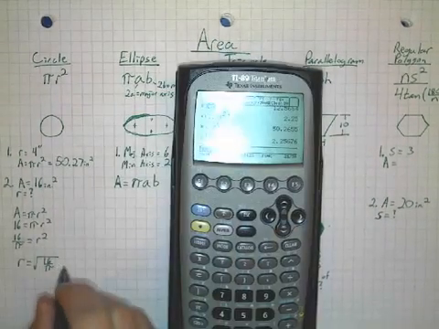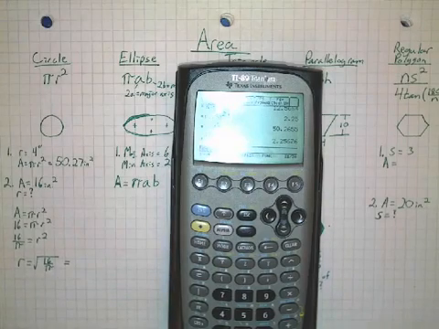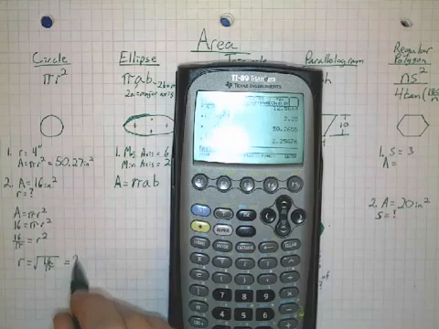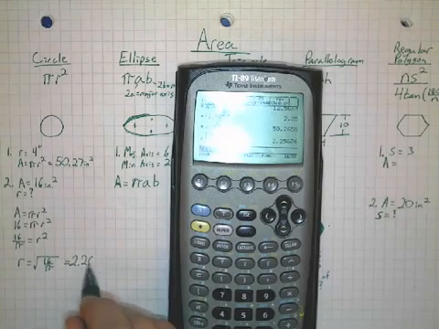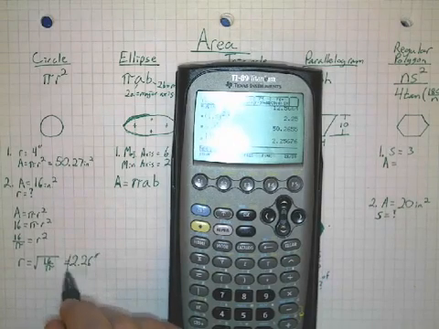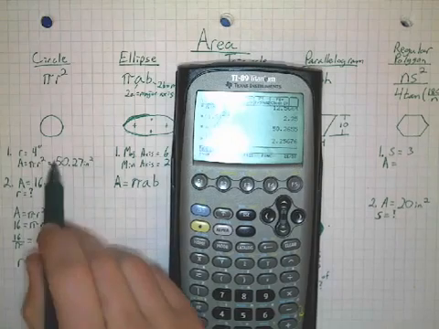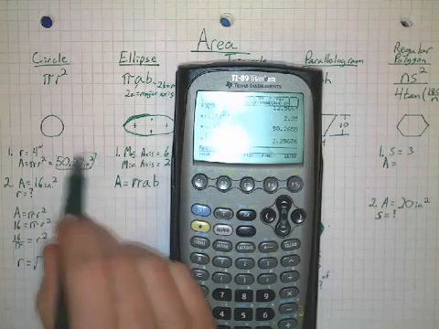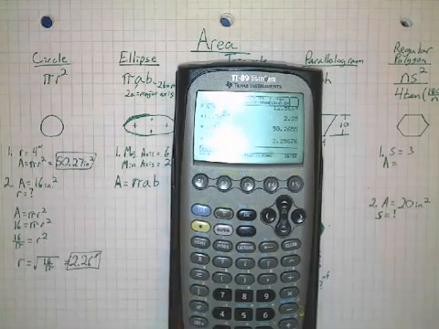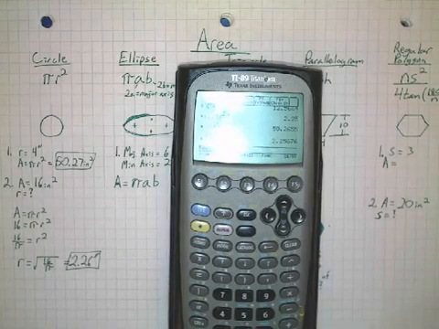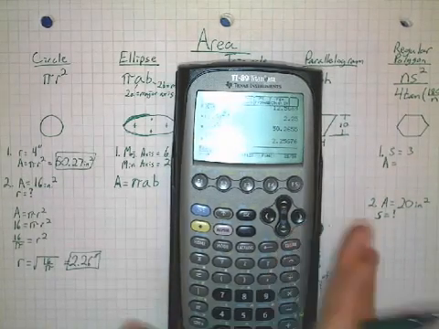And I get my radius to be 2.26, let's say with rounding, 2.26 inches. Again, don't forget your label. Labels are part of the answer, and if you don't use your labels, you will get the answer wrong. Okay? So that is our circle.